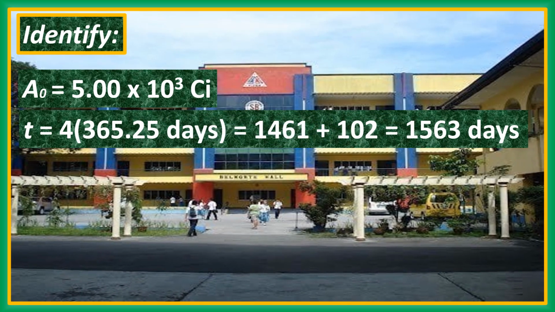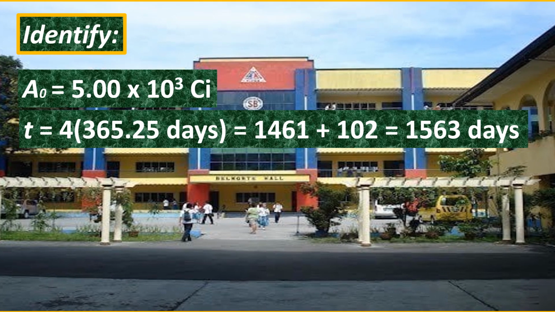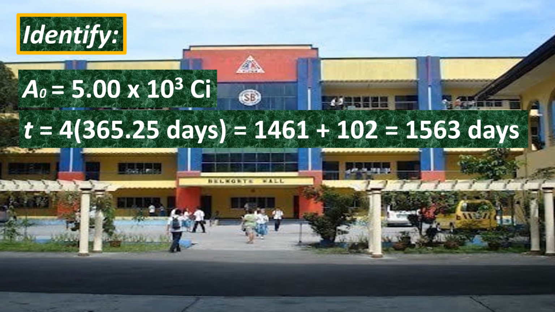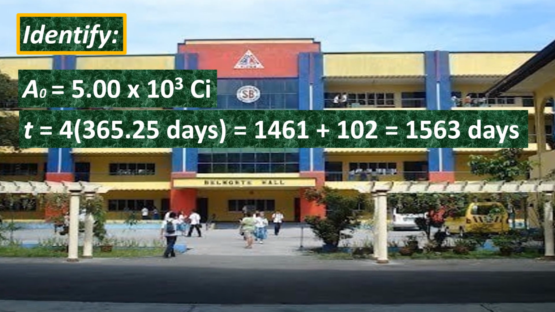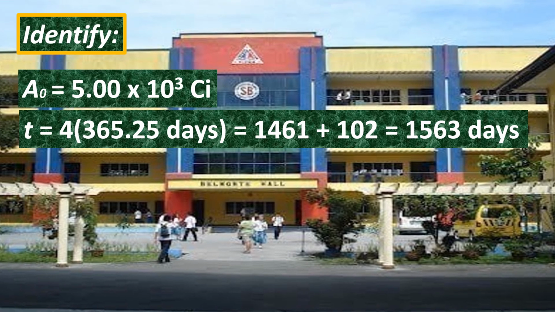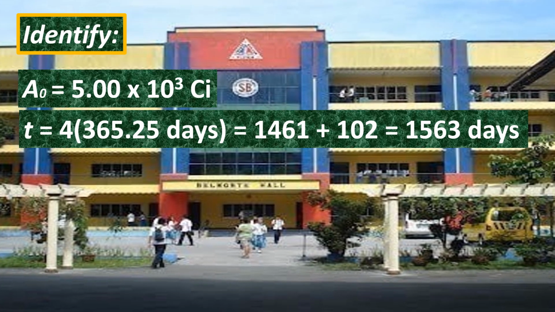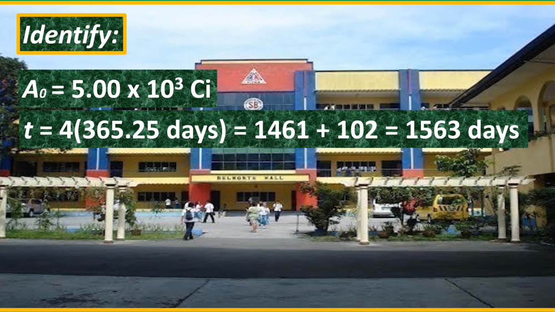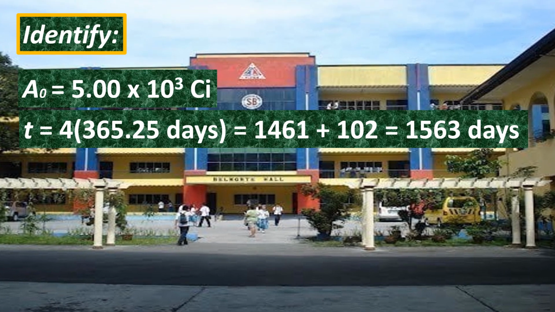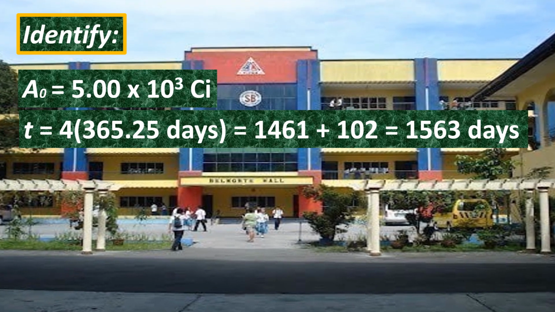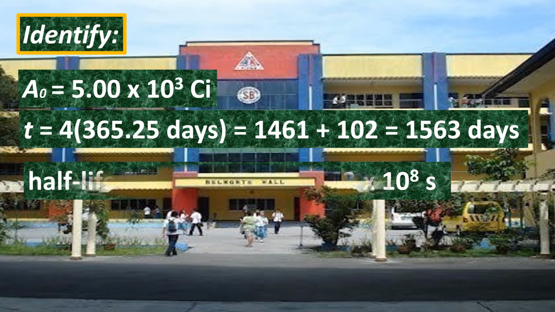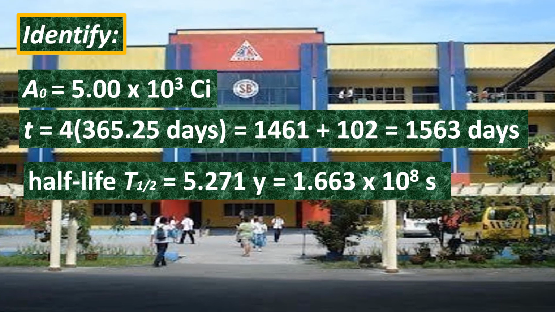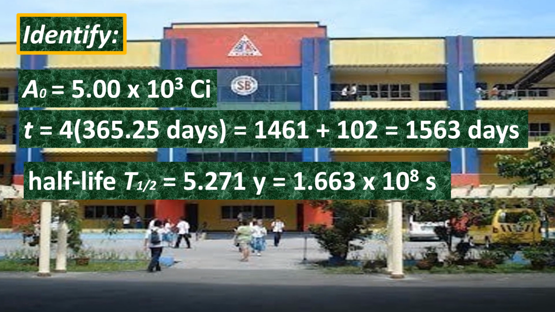The date of manufacture of the source of cobalt-60 used was June 26, 2019. So the length of time for this isotope to have started decaying as of today, October 6, 2023, is t equals 4 times 365.25 days. So that's 1,461 plus 102 days for a total of 1,563 days.